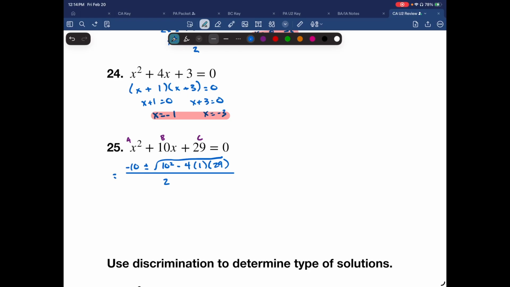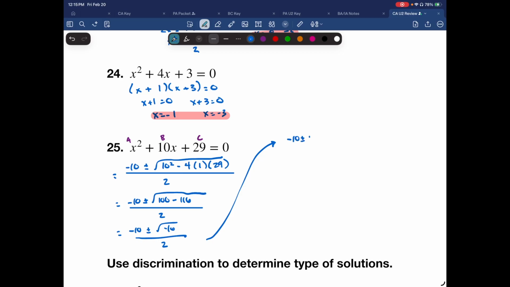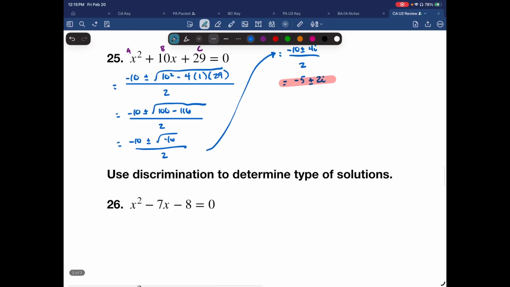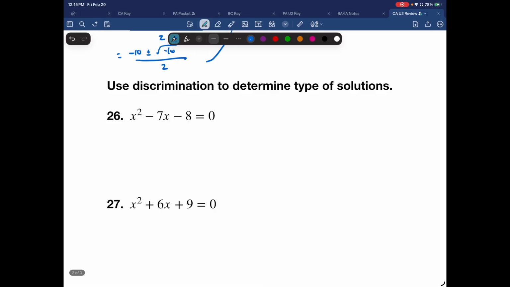Okay, so that's going to be negative 10 plus or minus square root. So that's going to give me 100 minus 116. So I already know that the inside is going to be negative, which is going to introduce an i. So that's going to be negative 10 plus or minus the square root of negative 16 over 2. Okay, and so that's going to give me negative 10 plus or minus 4i over 2, and I can reduce that. So that's going to be negative 5 plus or minus 2i. And that's your answer.